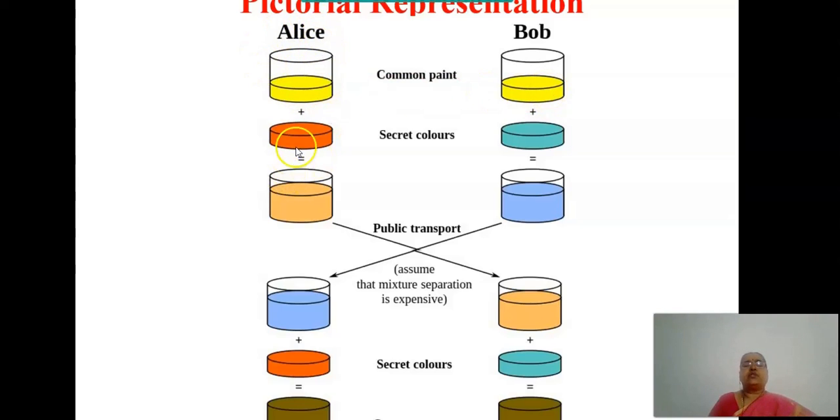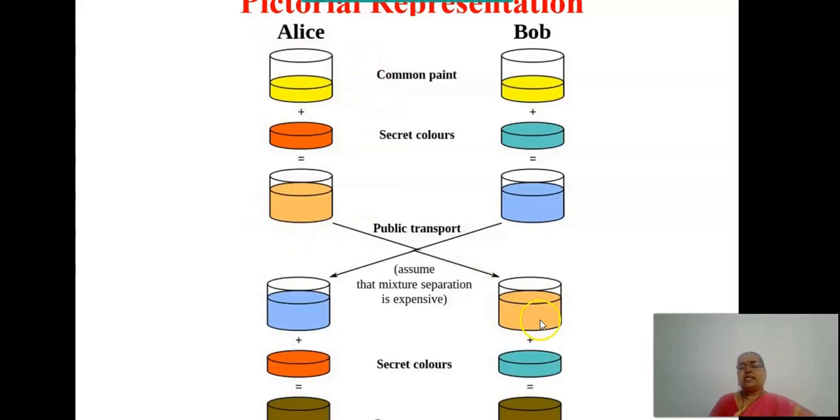And Alice will choose some other color as her private color, and again Bob also chooses some other color as his private color. Now Alice mixes the secret color with the publicly known color and arrives at a new color combination. Similarly, Bob also mixes his private color with the known color and arrives at a new color. So each of them will share the new color they arrive at with the other person.